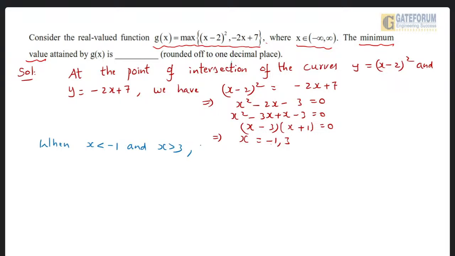So, in that way, take particular values of x to decide which of the functions is maximum. The maximum of (x minus 2) whole square and minus 2x plus 7 is (x minus 2) whole square. Okay. Next.